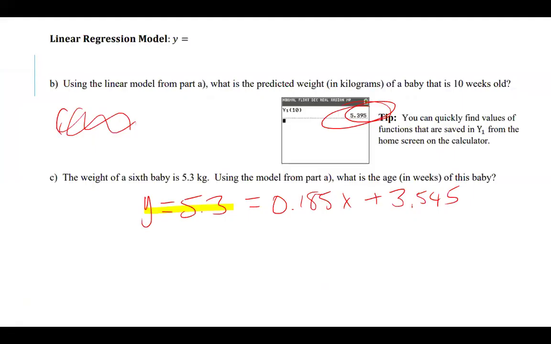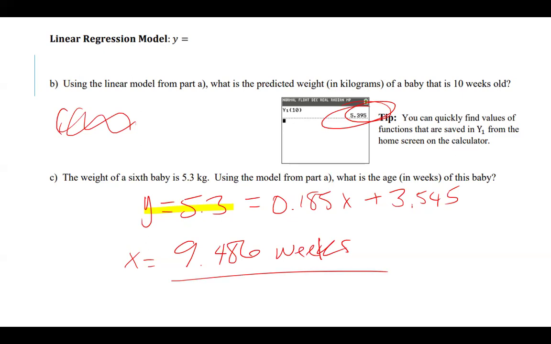Does that make sense? Is that doable? So X equals 9.486. Okay. And this is in weeks. That says weeks. Go with it. All right. How do you feel? I surely can.